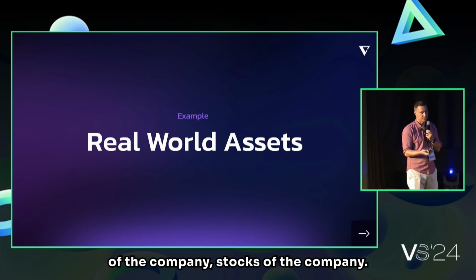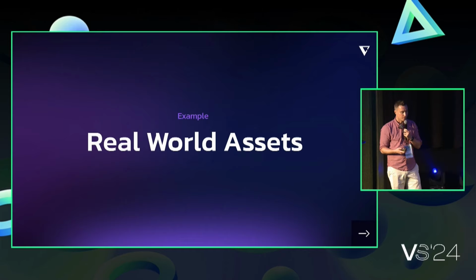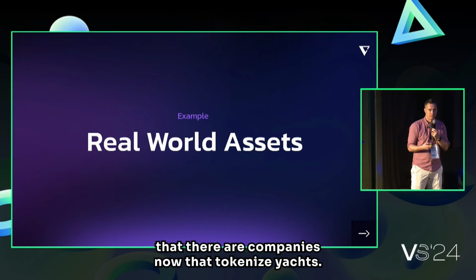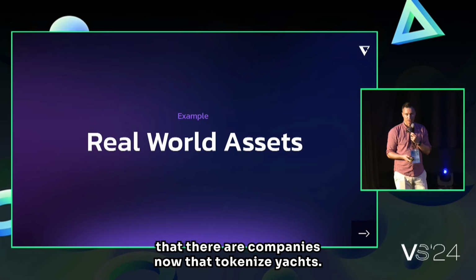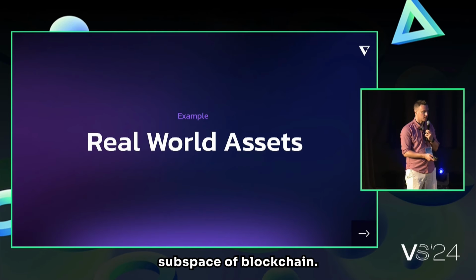It could be shares of a company, stocks of a company. It could be physical objects. It could be real estate. There are companies now that tokenize yachts. And it's growing fast. It's the fastest growing subspace of blockchain.